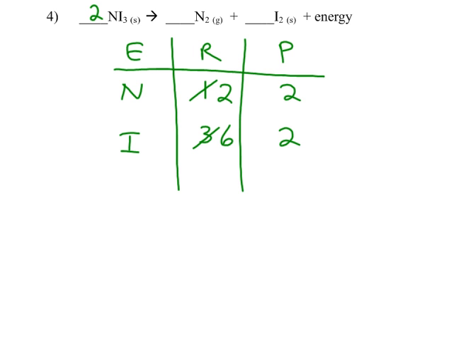Okay, well, that works for the nitrogens, but now we have to adjust the iodine on the product side. Right? So if I were to put a 3 in front of the I2, that would give me 6 iodines on the product side, and everything is balanced. So our coefficients here are 2, 1, and 3.